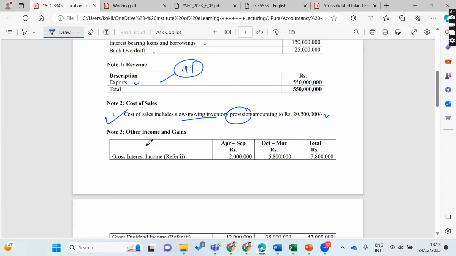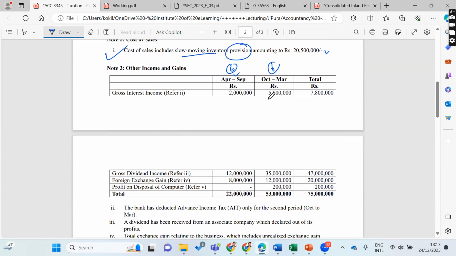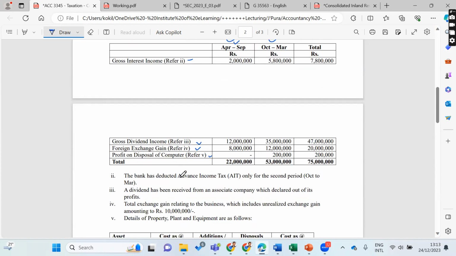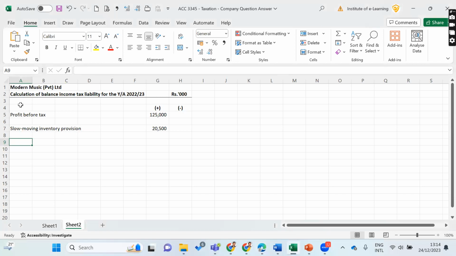So then other income and gains. We have two periods: the first April to September, the first 6 months, and the second 6 months, October to March, right? So then total. Gross interest for the first period and second period, and total, right? Dividend, foreign exchange gain, and profit on disposal of computer, right? Then there are some adjustments. In the exam, if you notice other incomes which are not related to business, because first of all, we are going to calculate the assessable income from the business here.